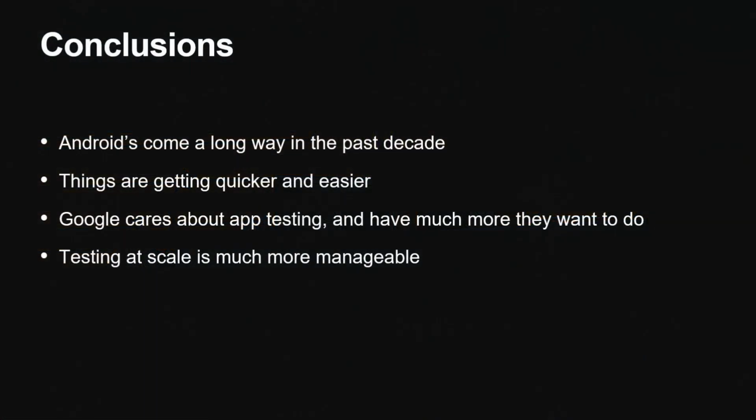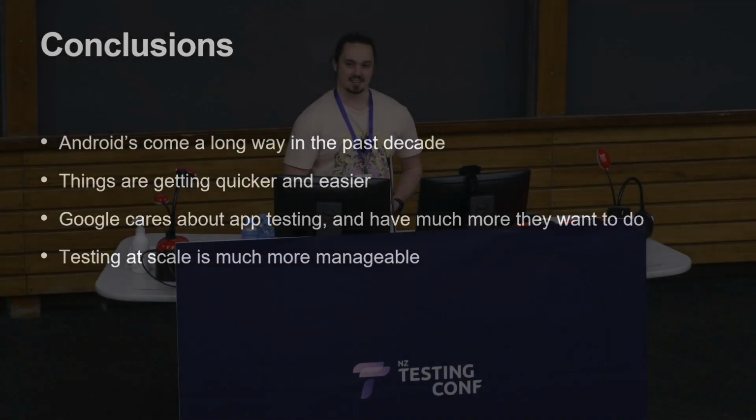Cool. So to conclude, Android has come a huge way in the past decade from really basic, tightly coupled testing to things that now allow us to run them across multiple devices really easily with a bit of leniency and built-in synchronization. In general, things are getting quicker and easier, and I think that's a trend that's going to continue in Android, specifically in testing. Google really cares about app testing, and they've said that they still have more to do, so I think we're going to see quite a bit more over the next couple of years.